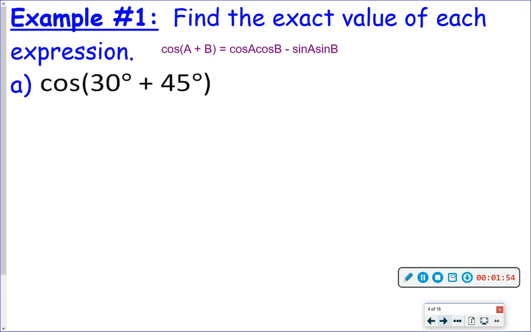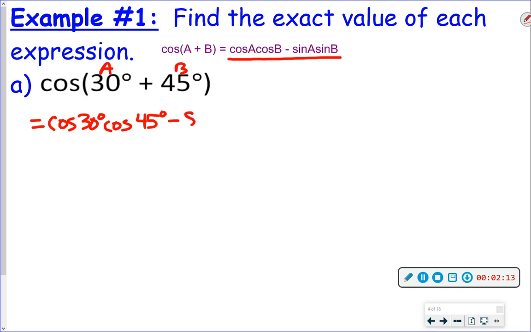So here we go. You can see I put the formula up here in front of us. We're doing cos of 30 plus 45. So on your formula, of course, think of this as A, B. So I'm going to first just start by rewriting this out using the formula up top. So cos of the first angle times the cos of the second angle minus sine of the first angle. Our first angle is 30. Sine of the second angle, 45.